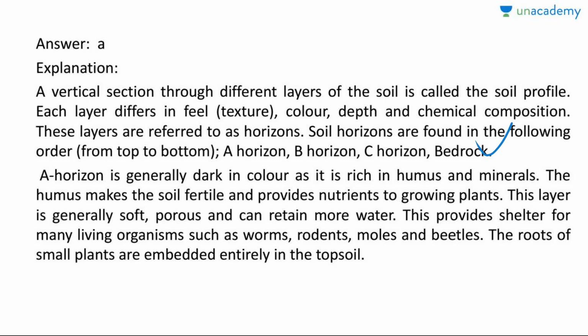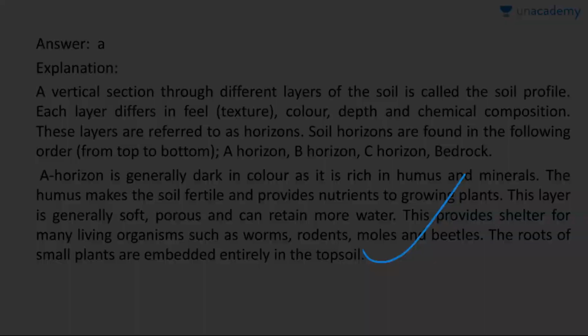The humus makes the soil fertile and it provides nutrients to growing plants. This layer is generally soft, porous, and can retain more water. It also provides shelter for many living organisms such as worms, rodents, moles, and beetles. And the roots of small plants are embedded entirely in the topsoil.